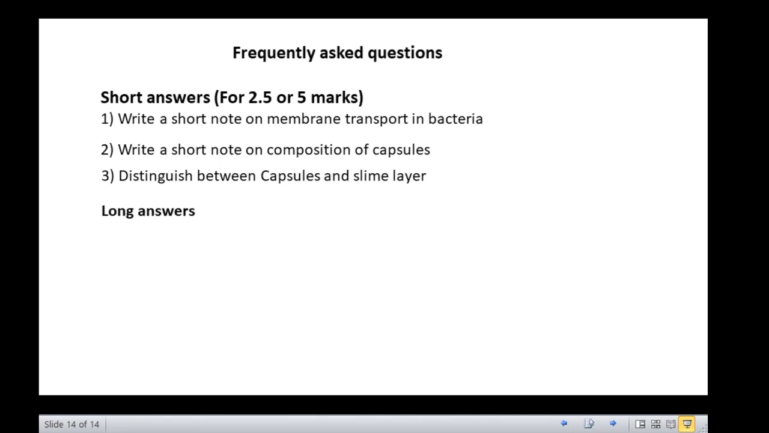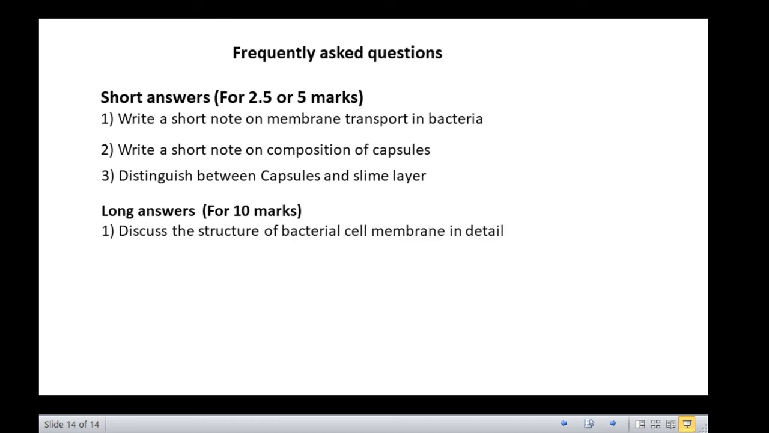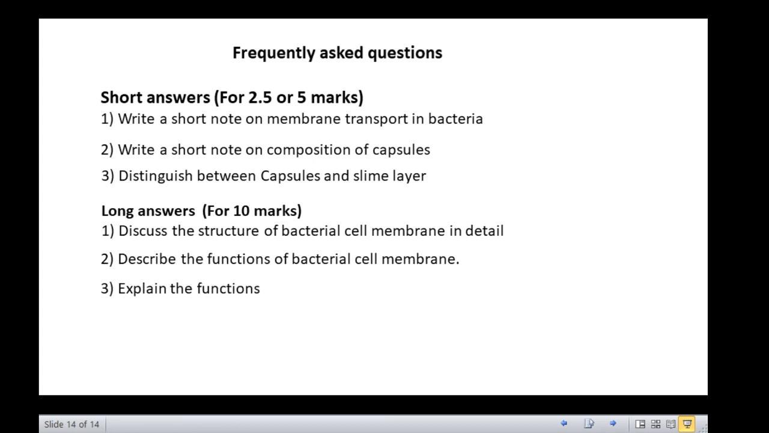Coming to the long answers, which can be asked for 10 marks, the first question is, discuss the structure of bacterial cell membrane in detail. Another frequently asked question is, describe the functions of the bacterial cell membrane. Yet another question is, explain the functions of the capsules in bacteria.